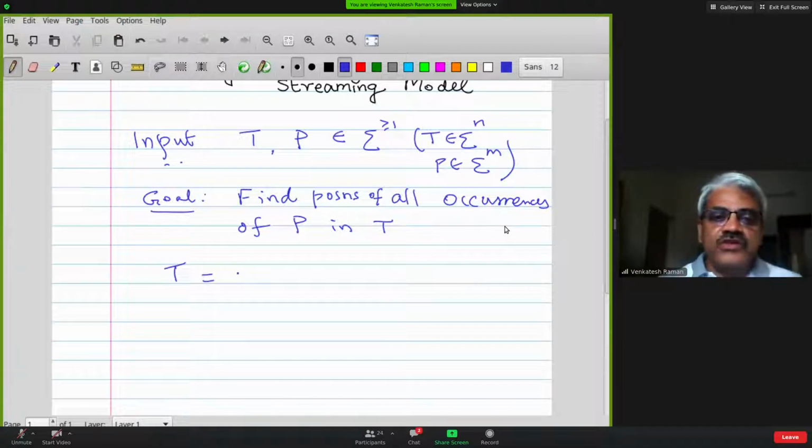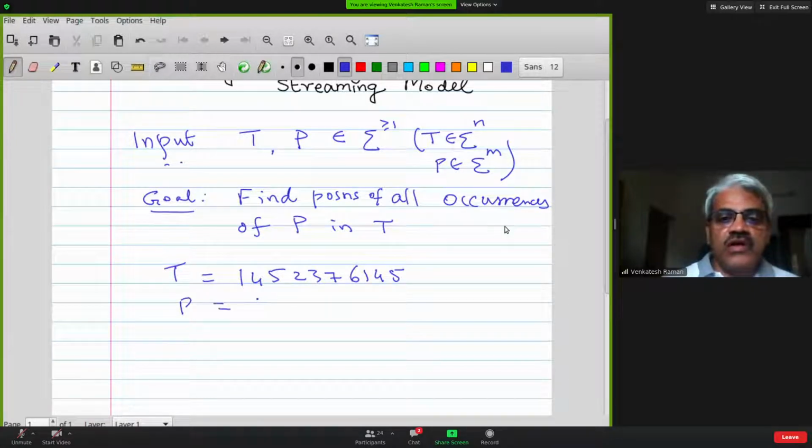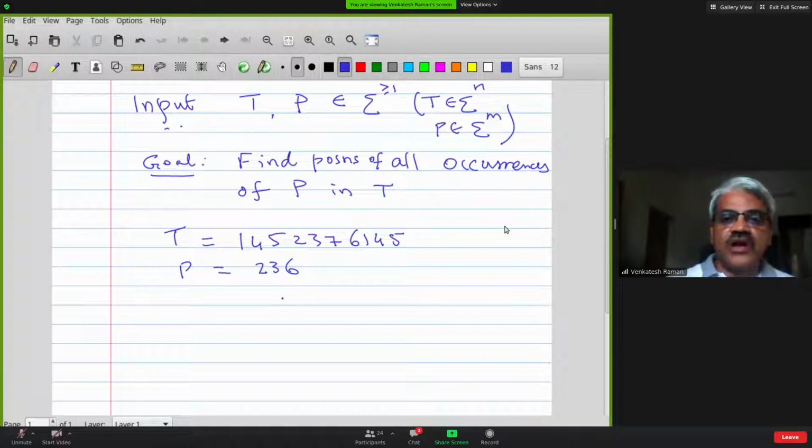So for example, my text could be like this, and my pattern maybe this. Then I want to find all contiguous occurrences of 236 in this text. In this example, 236 does not appear at all, but if P is 145, I see there are two occurrences. And there could be overlapping occurrences, which I will count as separate occurrences.